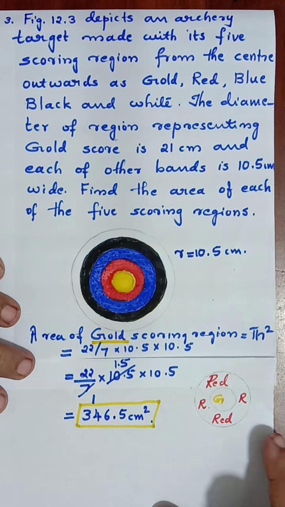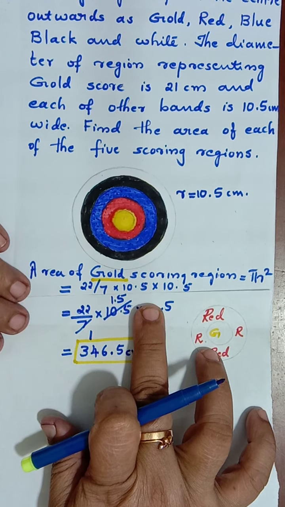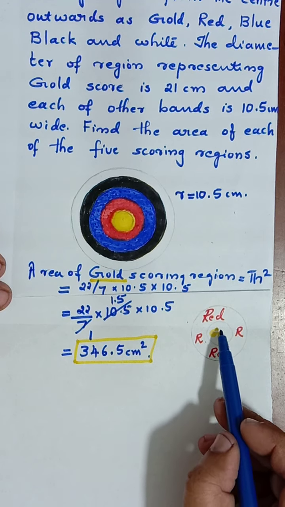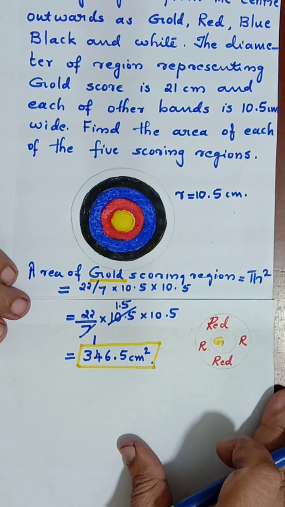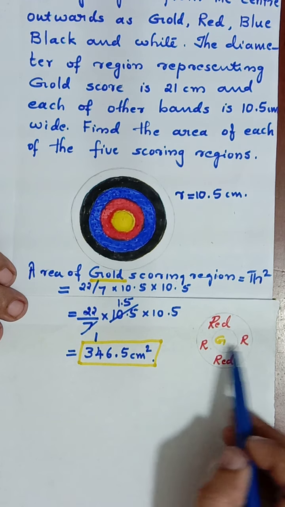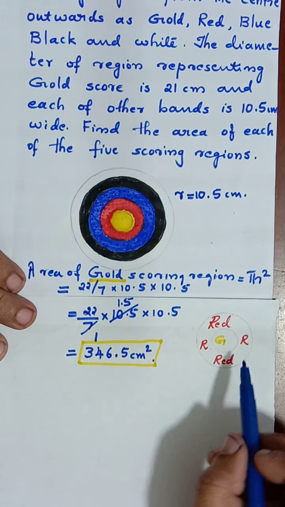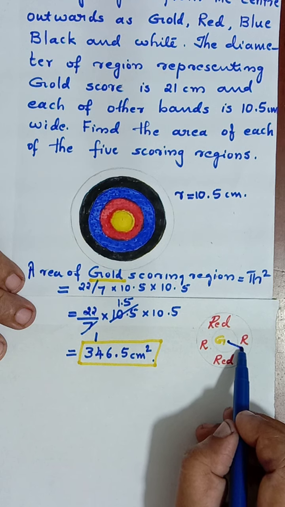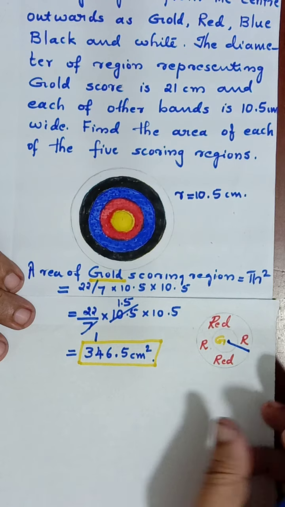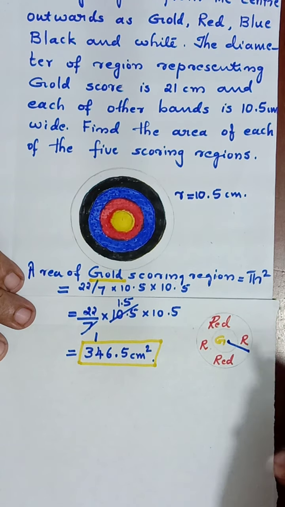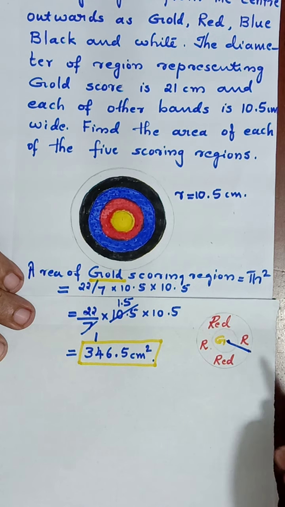Now the second one is the area of the red region. That's what I have drawn in this figure. You can see how to get the red region. We have to think of the first two regions, that is the gold region and around it the red region. So how to get the red region? The total of this minus the gold region. First we have to find out the area of the complete one, from the center to this point. That will be the radius of the bigger circle. So how much will it be?